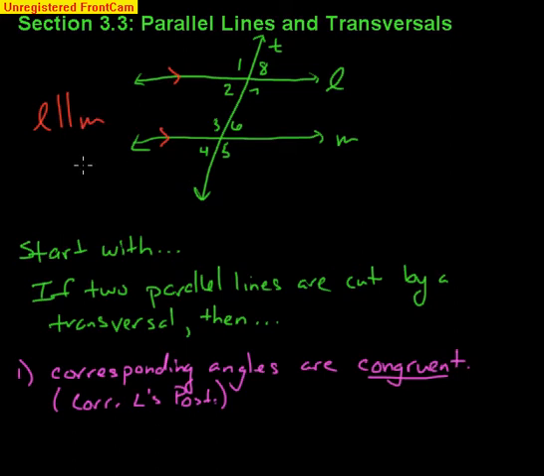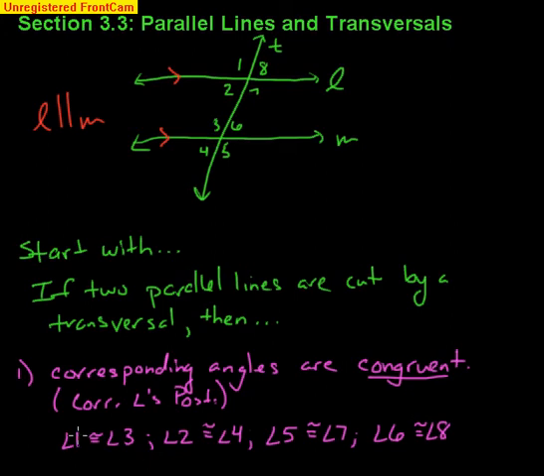So in this picture, we know that angle 1 and angle 3 are corresponding. So they are going to be congruent. Angle 2 and angle 4 are corresponding. They are going to be congruent. Angle 5 and angle 7 are corresponding. They are going to be congruent. And angles 6 and 8 are corresponding. They will also be congruent. Okay, so there's the first one. Corresponding angles are congruent.